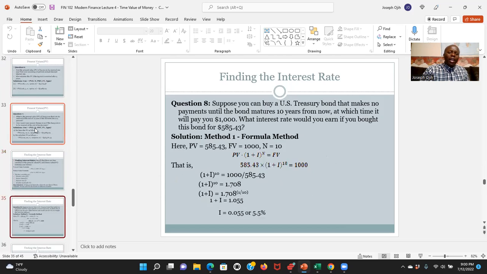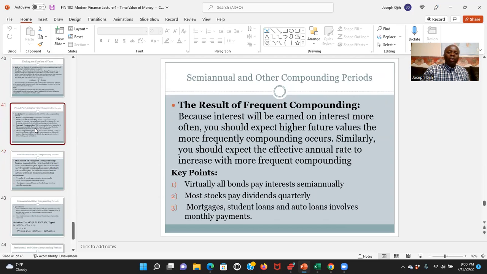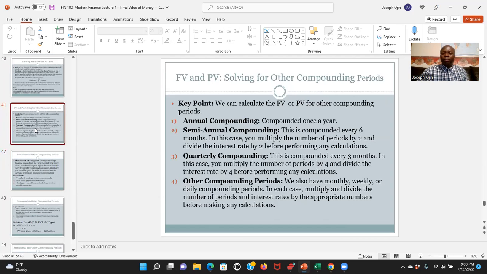However, in reality, the interests are not always compounded annually. For example, we may have different compounding periods. Of course, annual compounding is when the interest is calculated once a year. When you say semi-annual compounding, the interest is compounded every 6 months.